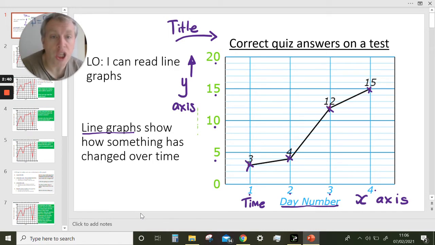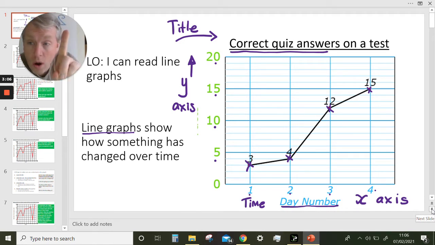Okay. So what are we measuring? We're measuring the correct quiz answers. So if you like, it's your score out of 20 on the test over 4 tests. We don't know if that's one person or is it overall the class score, the class average. We don't know that. But it's that idea that the line graph is showing one thing changing over time, going up, going down, staying the same.